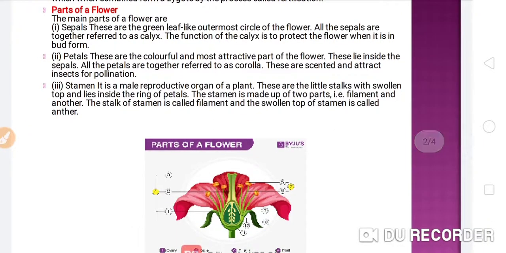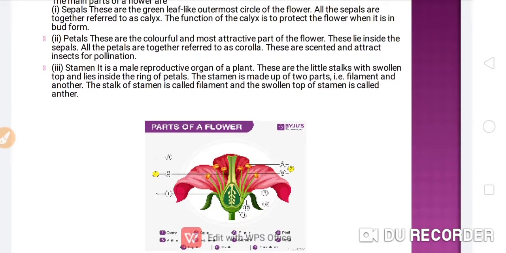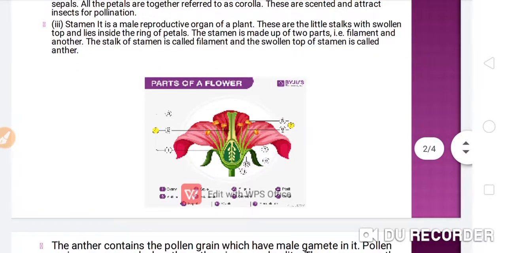Now stamen, it is the male reproductive organ of a plant. These are little stalks with a swollen top and lie inside the ring of the petals. This stamen is made up of two parts. Number first, filament: the stalk of the stamen is called the filament, and the swollen top of the stamen is called the anther. So here in this figure, all these parts of the flower are given, and you can see.